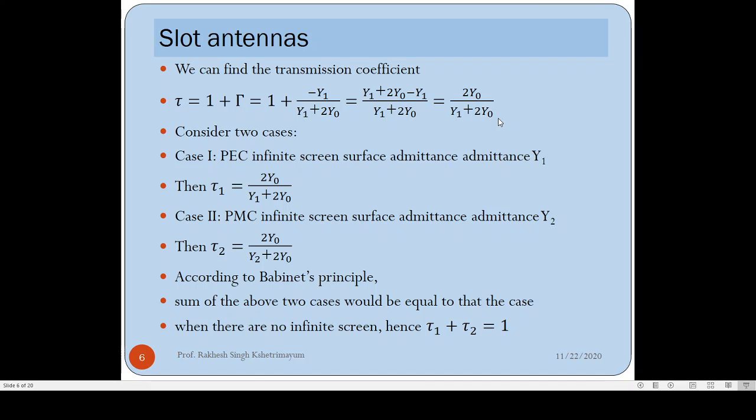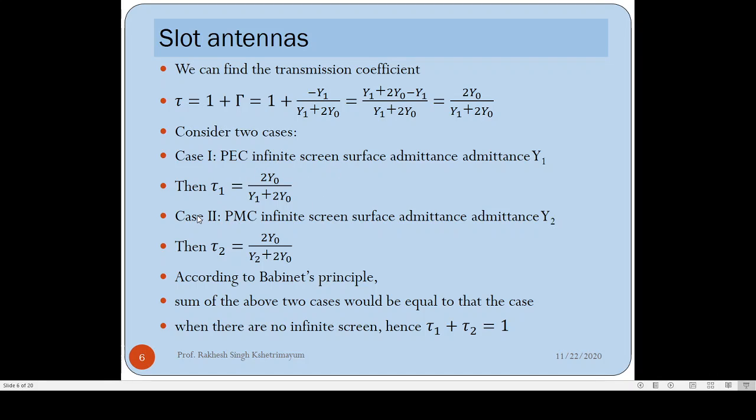Okay, so now we are ready for applying the Babinet principle for antenna analysis. So here, as I already told you before, in the first case, we'll consider the screen as a PEC infinite screen. In that case, you calculate the transmission coefficient. Let us denote that by tau 1. 1 is for the first case. Tau 1 will become 2Y0 divided by Y1 plus 2Y0. Y1 is the admittance of the PEC infinite screen.